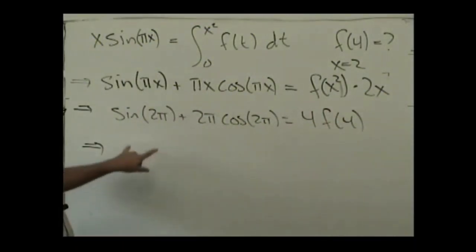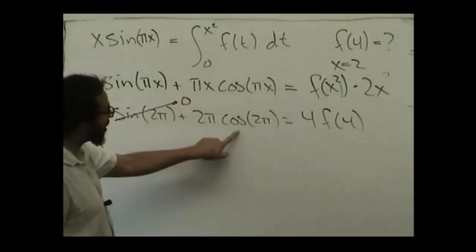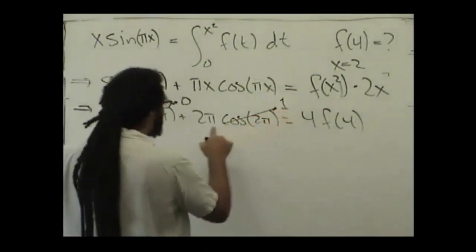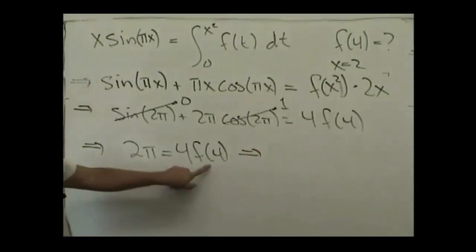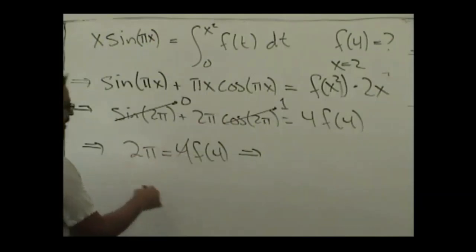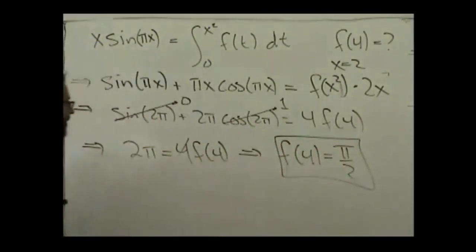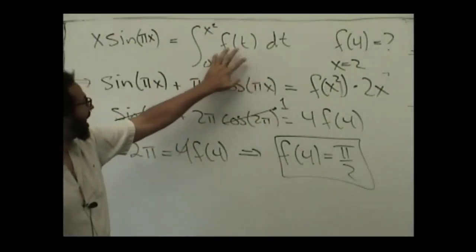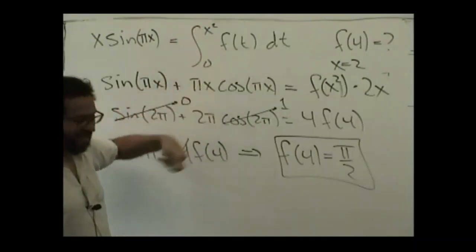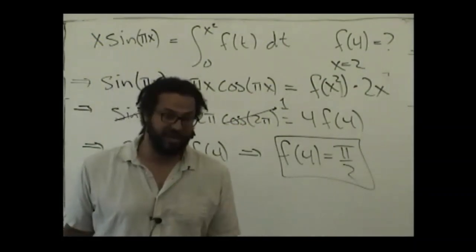And so we're almost done now. The sine of 2 pi, that's 0. And then the cosine of 2 pi is a 1. So I've got 2 pi is equal to 4 times f of 4. And so now that tells me that f of 4 is just pi over 2. So that would be a good final answer for this problem. So the moral of the story here is if you need to solve for f and you've got an integral sign in front of it, take derivatives. Like if you need to solve for x and you've got a square root around it, square both sides.